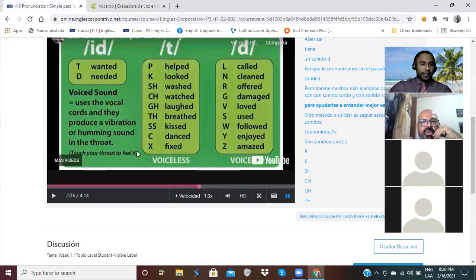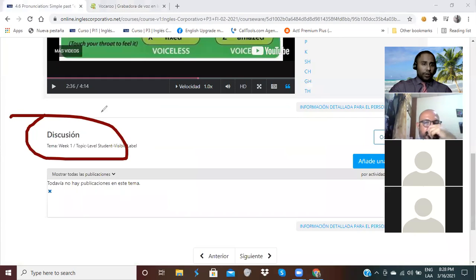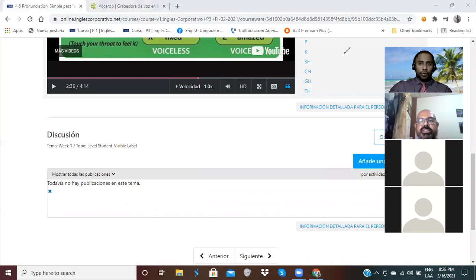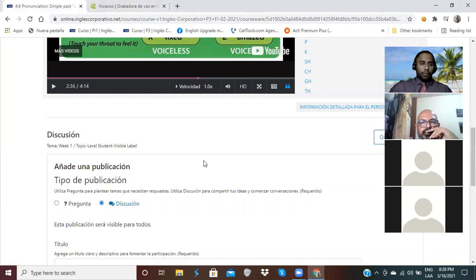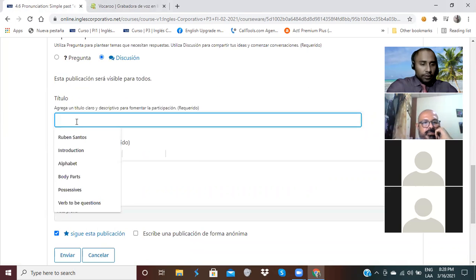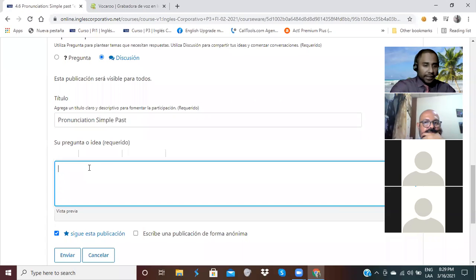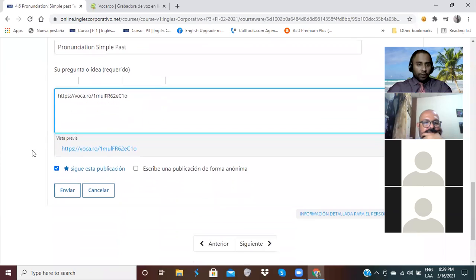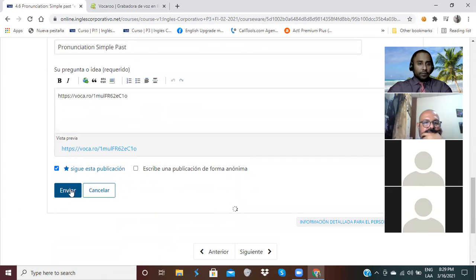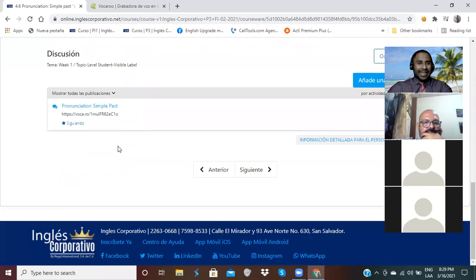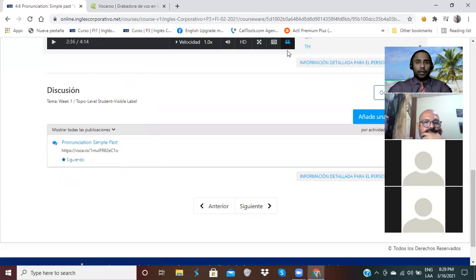and paste it on the discussion forum. You're going to go to where it says, añade una publicación, title: pronunciation simple past. And there you're going to paste the link of Vocaroo and then enviar. And then your activity should be there. At this moment, does anybody have any questions related to this activity?